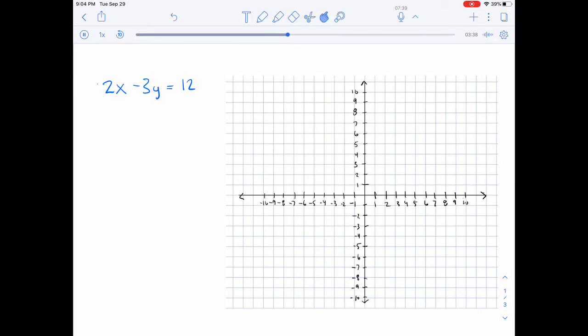Let's analyze our x and y intercepts when a linear equation is written in standard form. In other words, in ax plus by is equal to c format. Once again, if we want to find the y-intercept, that will occur when x is equal to 0.